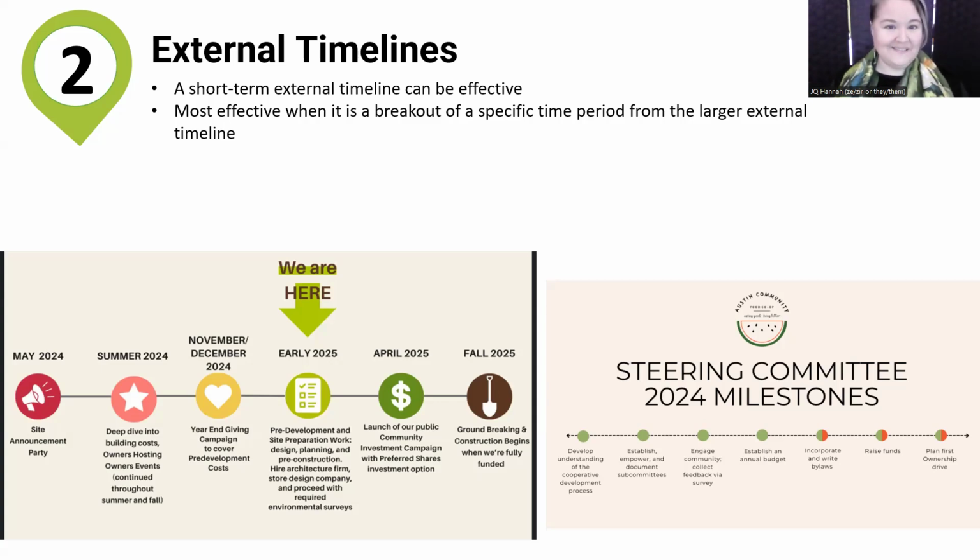So what they do instead, to still use the power of the external timeline, they said, here's what we're trying to accomplish in 2024 as your steering committee to get us ready for the real growth of our store together as a community.